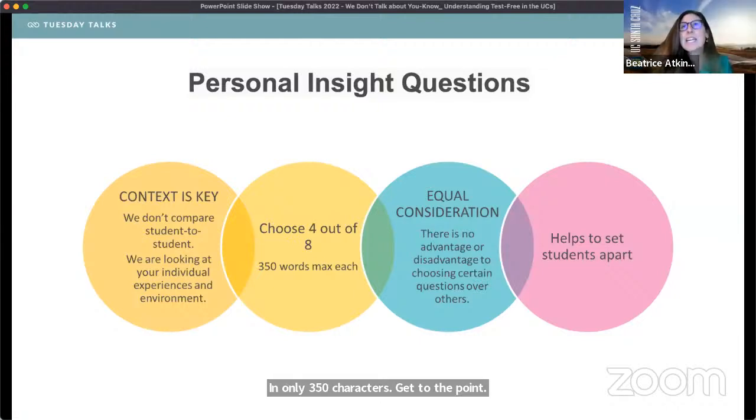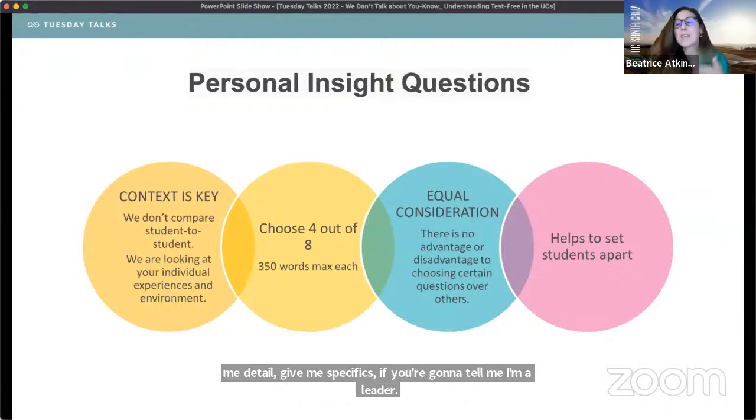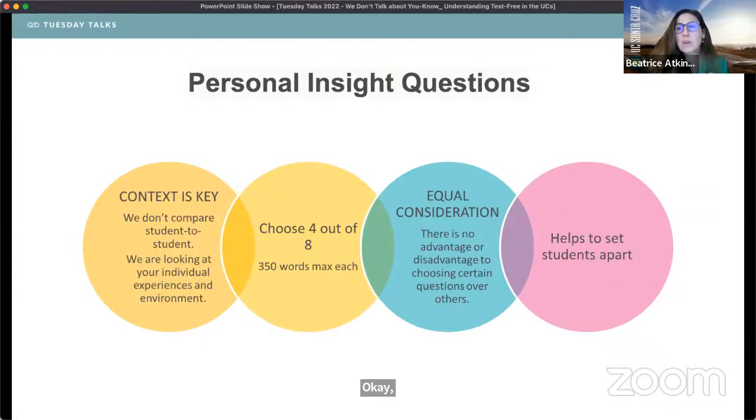The second biggest mistake is students try to be very general and grandiose. Don't be general and grandiose. Give me detail. Give me specifics. If you're going to tell me you're a leader, okay, great. What does that mean? I was responsible for leading a team of 19 students as we developed a project for our international program. I was responsible for organizing all of our meetings and making sure that we were meeting all the criteria. That is very different from I was the leader of our international school club. Do you see the difference there? Huge difference. So those are the two biggest things: be concrete, be specific, get to the point.